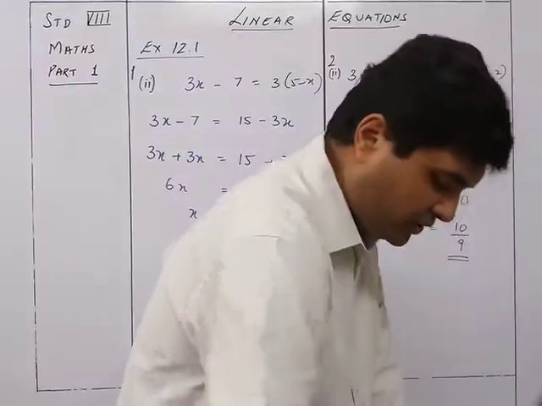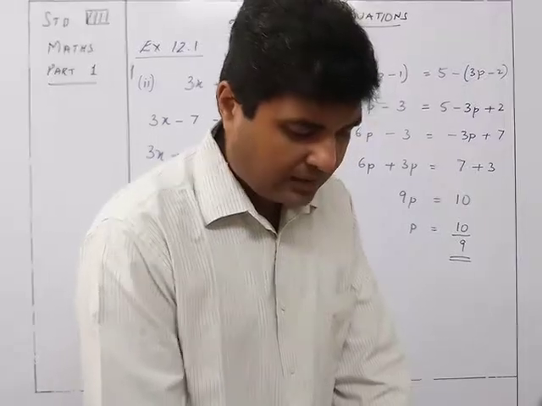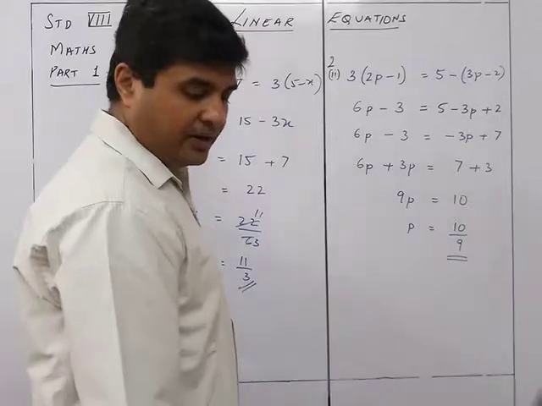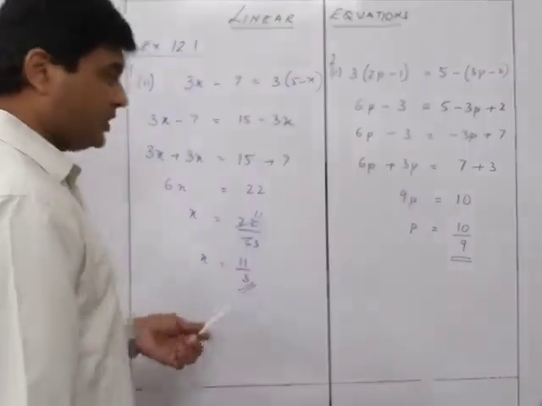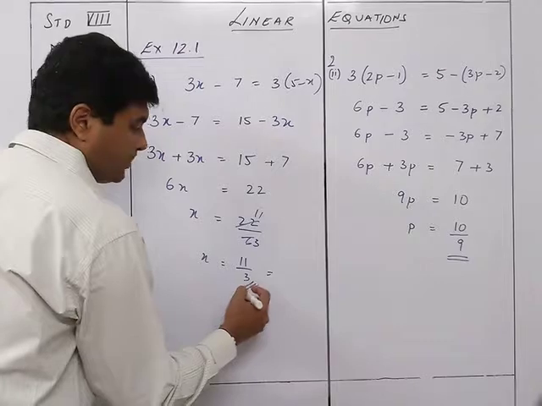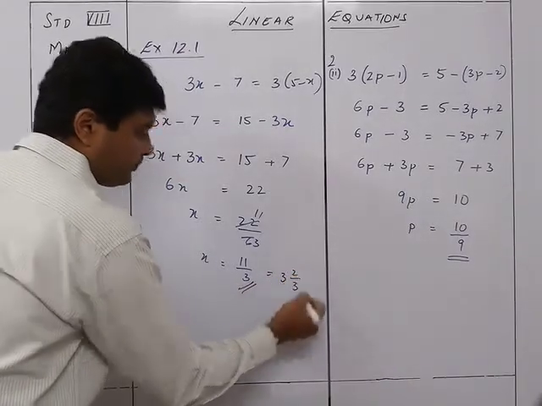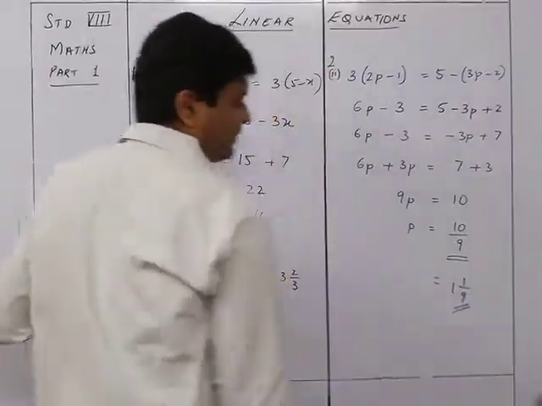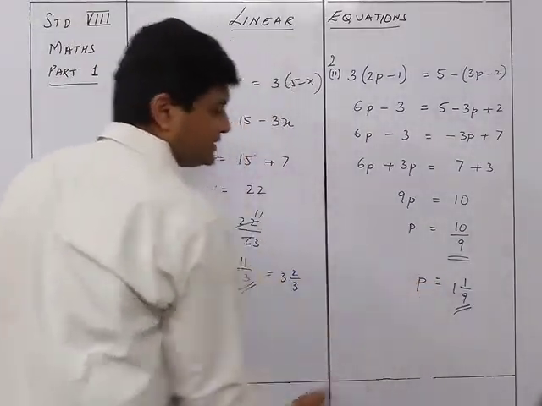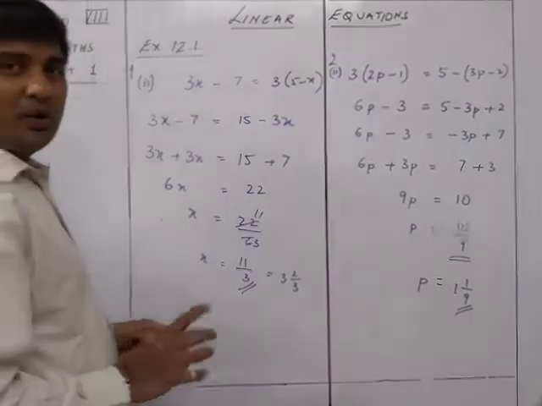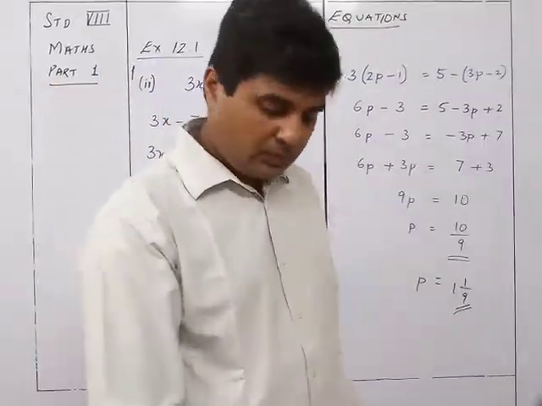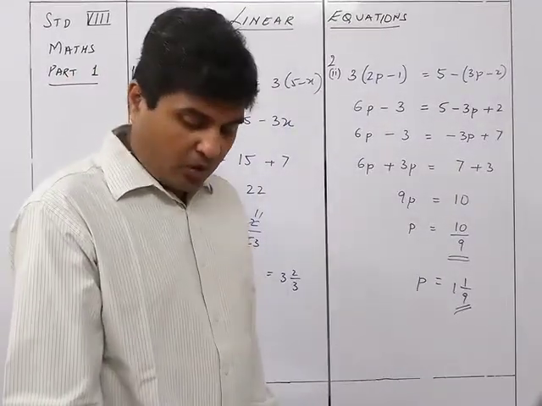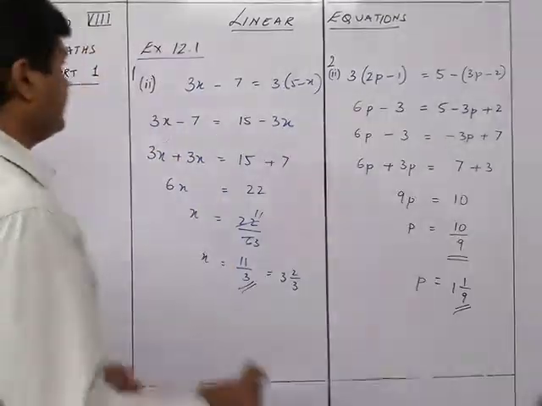This is the answer for sum number 12.1, first one's second. So, second one's second. Now of course you can write this as it is, or you could have converted this into a mixed fraction, as 3 2 upon 3. And here we are going to say it is 1 1 upon 9. So depending upon the question, you are going to convert the answer into a mixed fraction. So this was the second sum. Now we move on to the third sum.